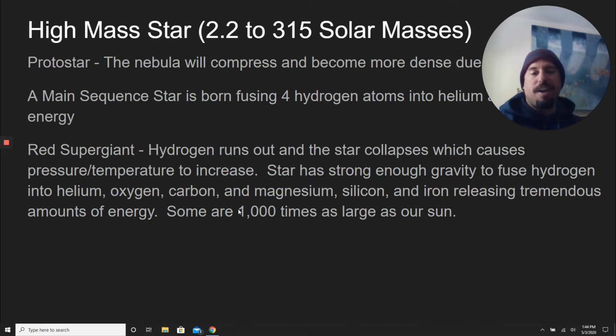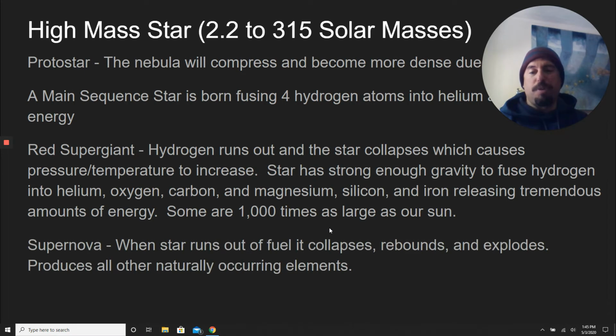And some of these are 1,000 times as large as the sun. So even though the mass, how much stuff is there, is 315 times more, the size is just 1,000 times bigger. Supernova, when it runs out of fuel, it collapses, rebounds. This produces all the other naturally occurring elements.